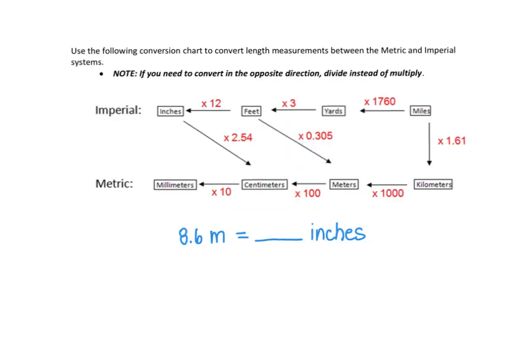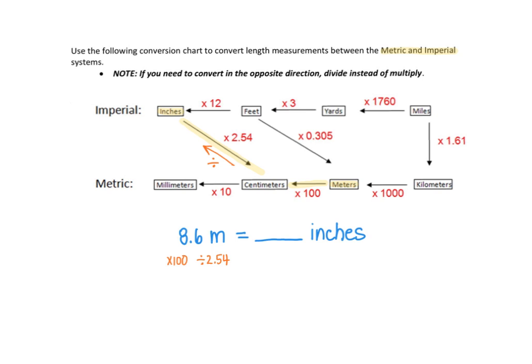This conversion chart will help us to convert measurements between metric and imperial lengths. So if we want to convert 8.6 meters into inches, we're going to need to find a pathway along our chart. We can see that to get from meters to inches, we will want to multiply by 100 to get into centimeters, and then because we're going against the arrow, we will be dividing by 2.54 in order to get our measurement into inches.